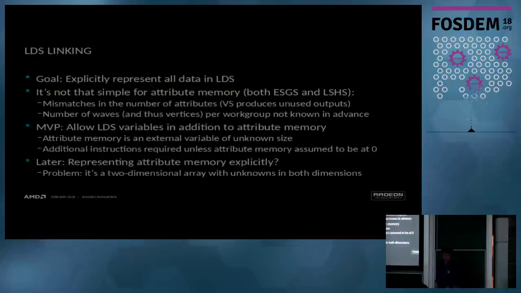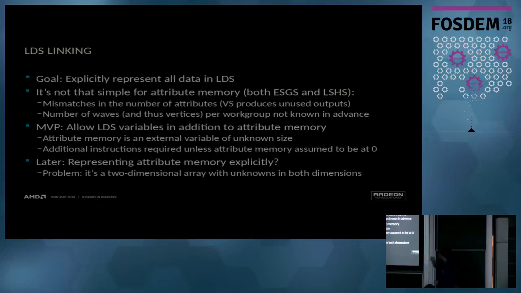So the goal would be to explicitly represent all the variables that we use in LDS, and represent them as an LDS segment in the ELF object that we get. And then, when we merge together a vertex and a geometry shader, they will have a shared variable, which will be where they transfer the attributes. But maybe they have some other uses for LDS as well, and we use the linker to arrange those and calculate the right addresses.